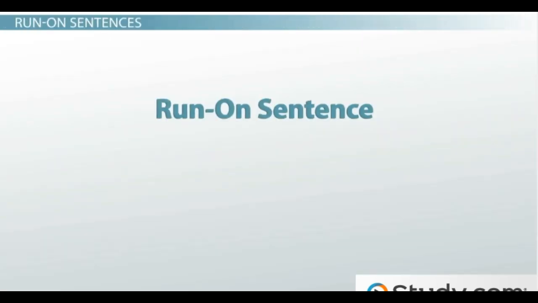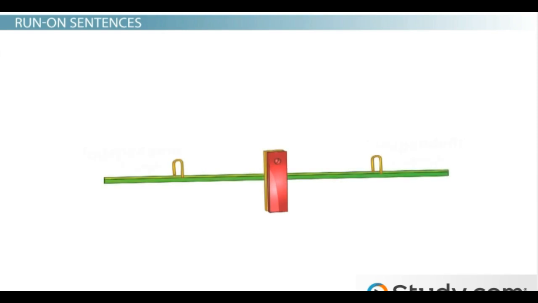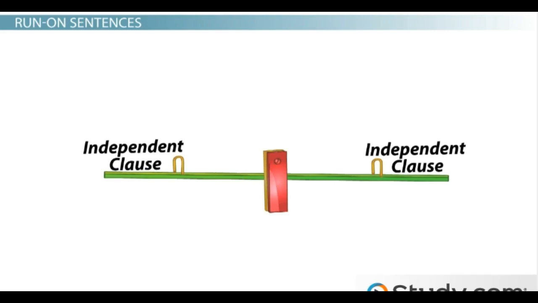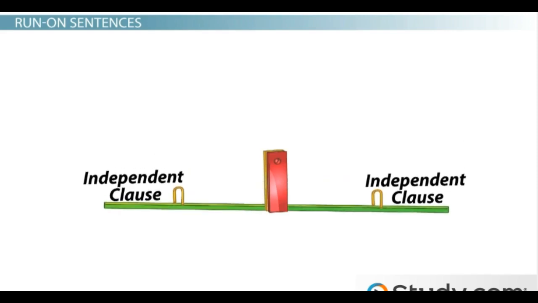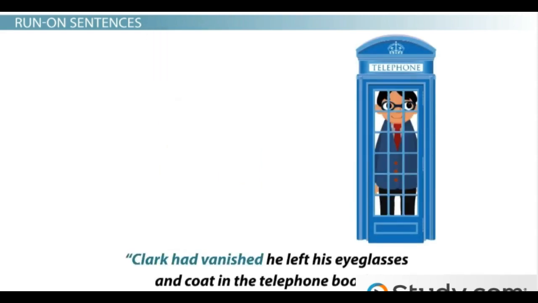Let's check out run-ons. A run-on sentence, or fused sentence, is a sentence that's missing the right punctuation to make it flow properly. A run-on occurs when what could be two complete sentences, that is, two independent clauses, are connected in one sentence without being punctuated. In other words, they're fused together instead of each clause being distinguished from the other. Here's an example of a run-on. Clark had vanished he left his eyeglasses and coat in the telephone booth.